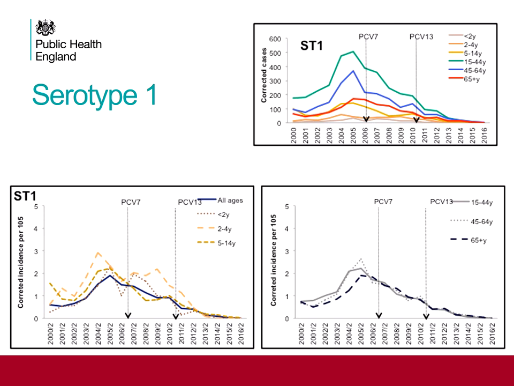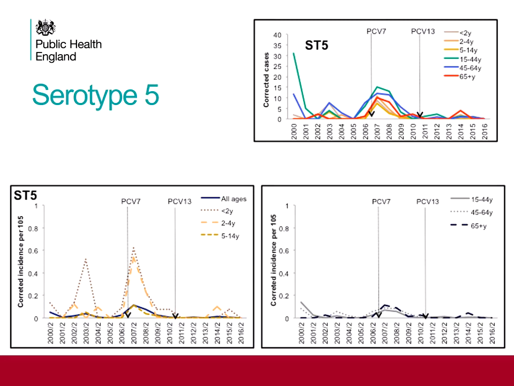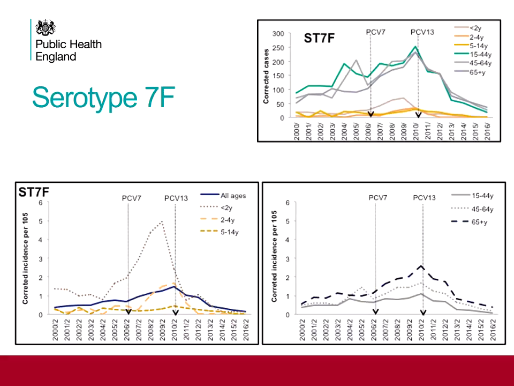But you can see that serotype 1 started going down before PCV13 came in and continued to go down. It was just doing its own thing, and it would have gone down anyway. And when the vaccine came in, whatever was left, serotype 1 virtually disappeared. Serotype 5 doesn't cause a lot of disease in the UK. There was a little bit of a blip after PCV7, but you saw that it had gone before PCV13 came in. So that was never a problem.